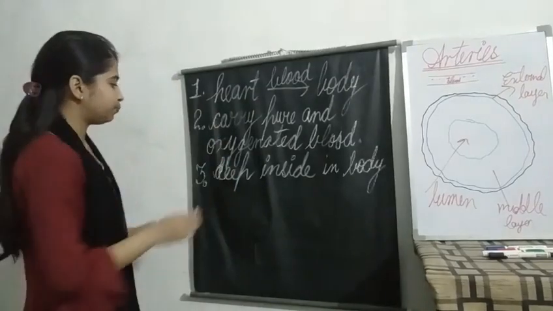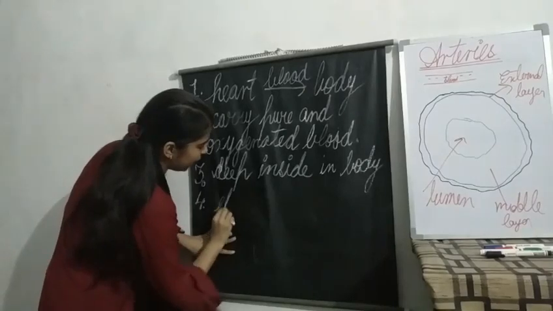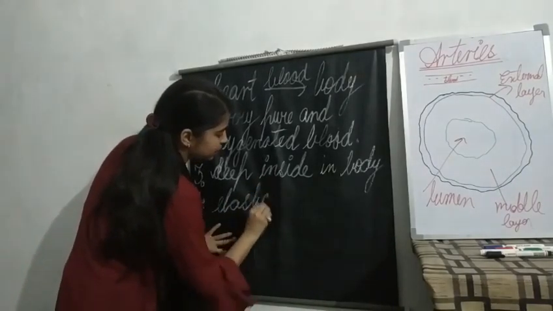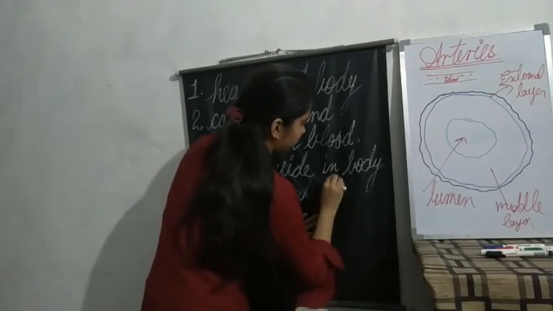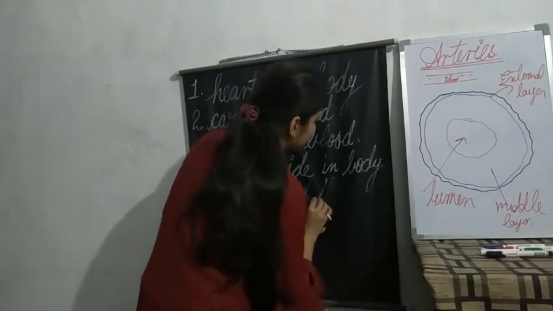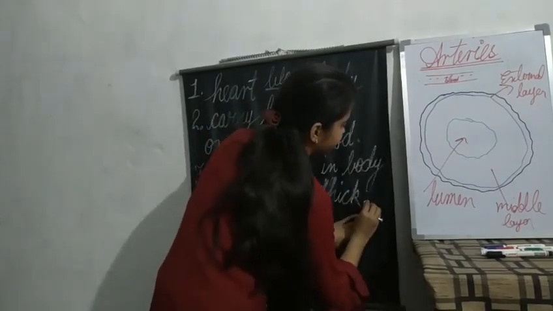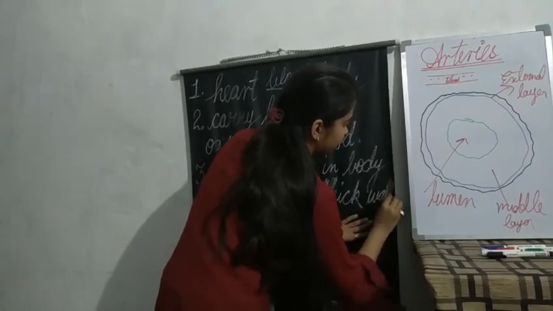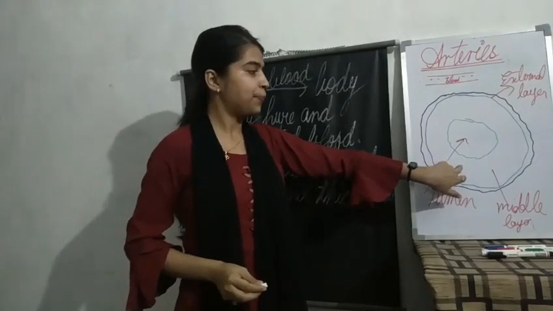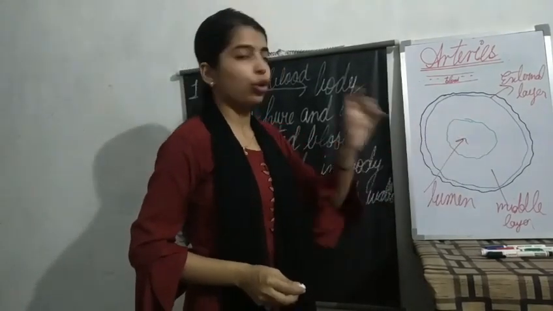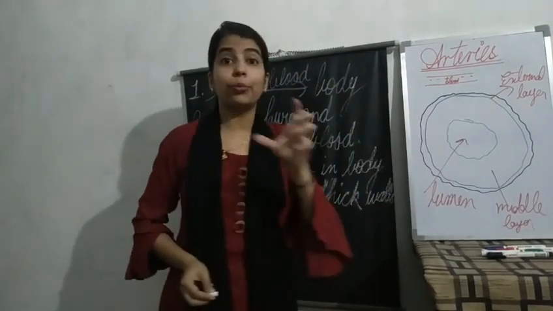Clear? Now, next one is arteries have elastic and thick walls. Now see, here I have shown you the structure of an artery. And the middle layer is shown to be very thick. The cavity is small and the middle layer is shown to be thick.